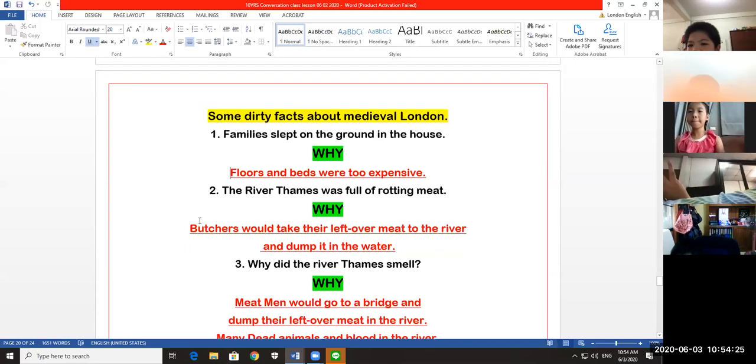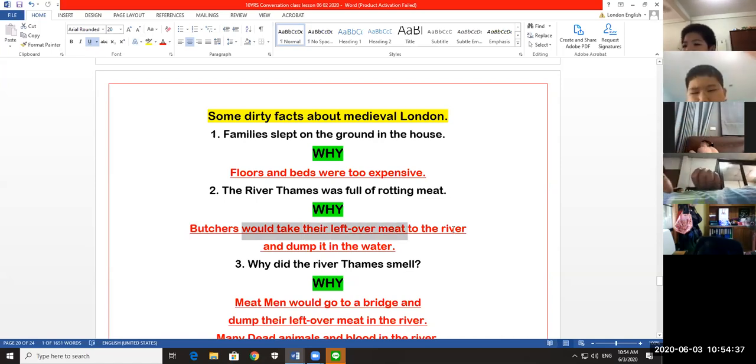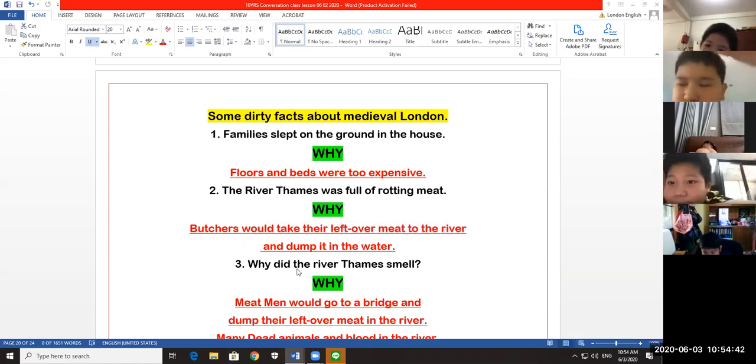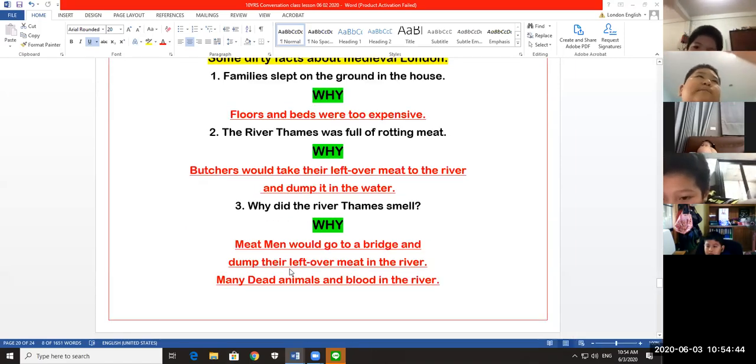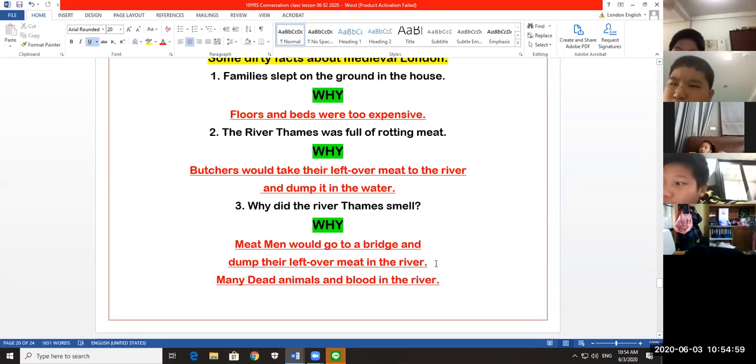Why? Butchers would take the leftover meat to the river and dump it in water. Okay, next one, PP. Why did the River Thames smell? Meat men would go to a bridge and dump their leftover meat in the river. Okay, good stuff. Well done, PP.